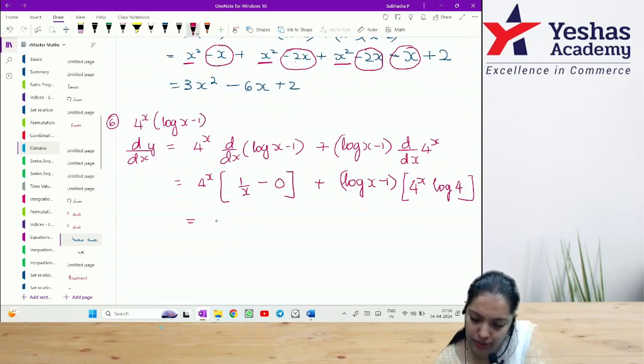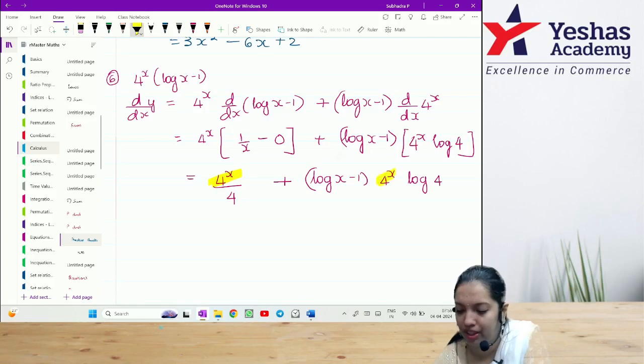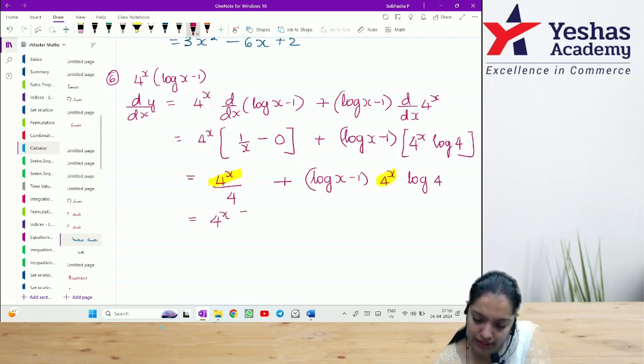So your answer will be 4 power x divided by x plus log x minus 1 into 4 power x log 4. The only thing that you can take as common is 4 power x, which is there on both the sides. If you take 4 power x as common, 1 divided by x plus log x minus 1 of log 4.